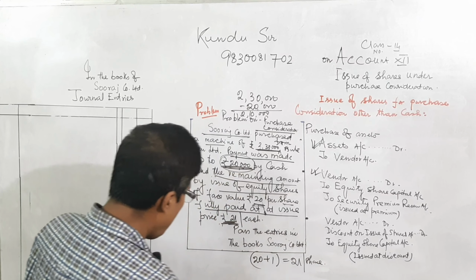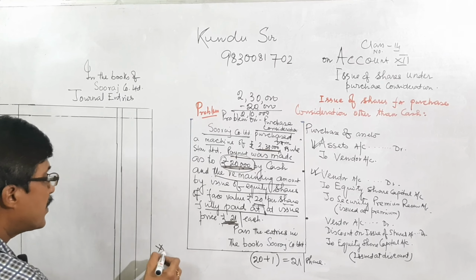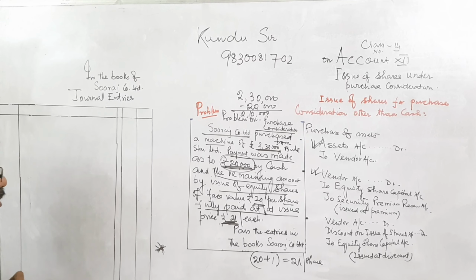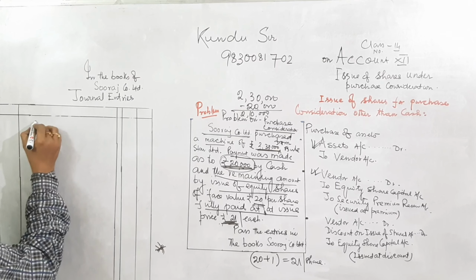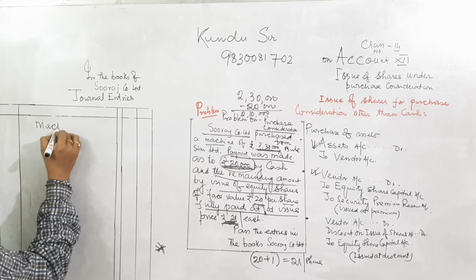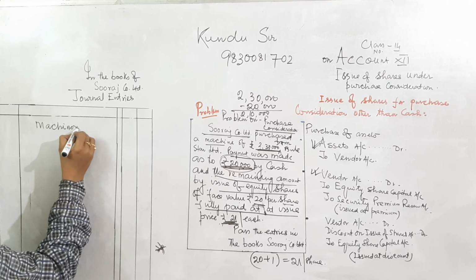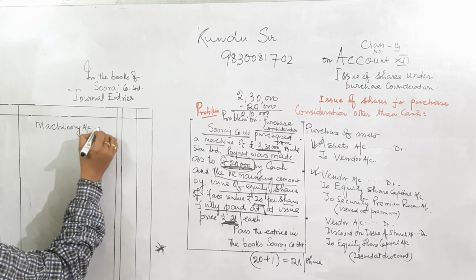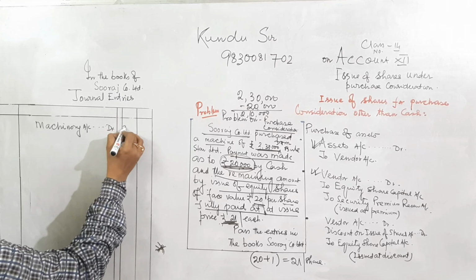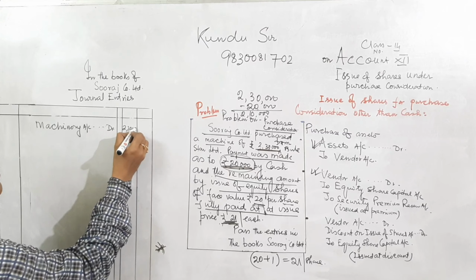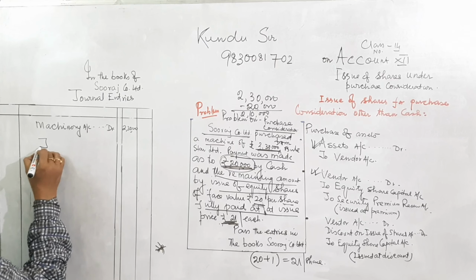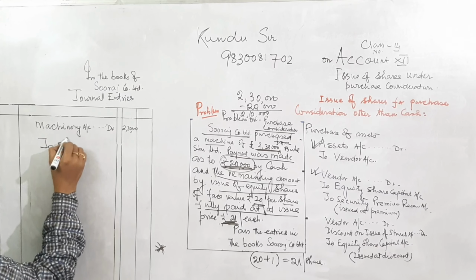Now we will pass the journal entry. First, to purchase the machine, machinery account is to be debited by 2,30,000 to Messrs Blue Star Limited.